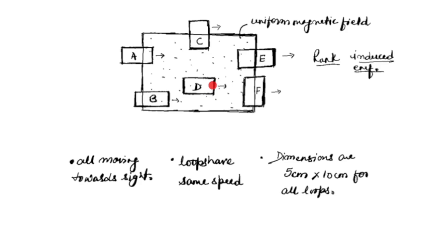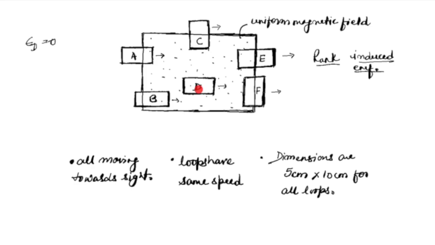Remember, we can think of what will happen in the next instant. These loops are at different orientations and different positions. But what can we say about them? For induced EMF, we need a flux change, and that can happen if the magnetic field changes or if we change the area. Because D is moving towards the right, but the area is remaining the same, and we have a uniform magnetic field, the EMF at D will be equal to 0.